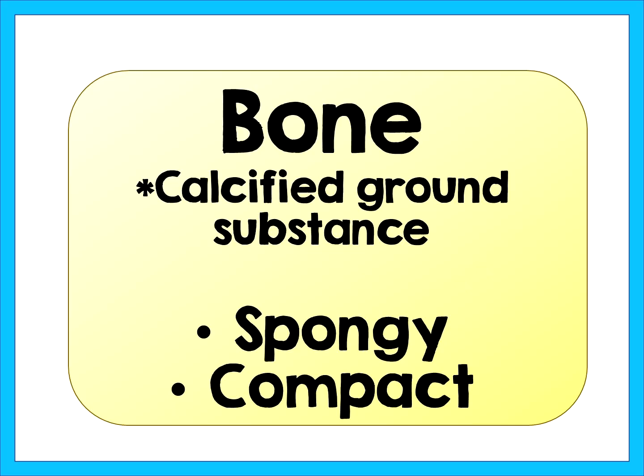When it comes to bone, bone is a connective tissue, except the ground substance is now calcified. So it's even more tough than the firm ground substance that we have in cartilage. There are two types of bone tissue: spongy bone and compact bone. We also refer to bone as osseous tissue.